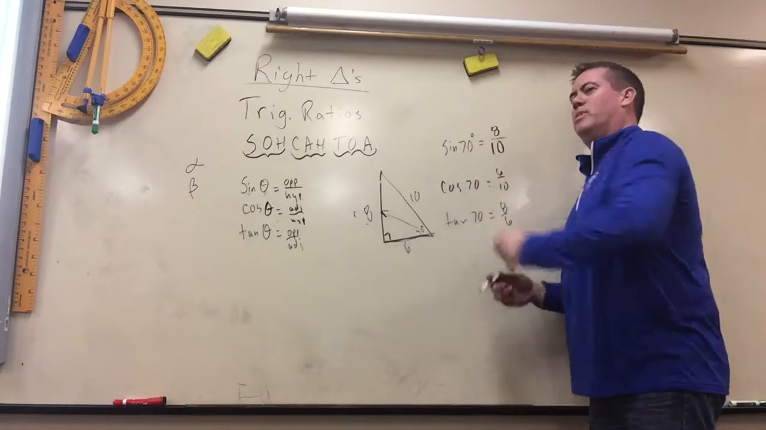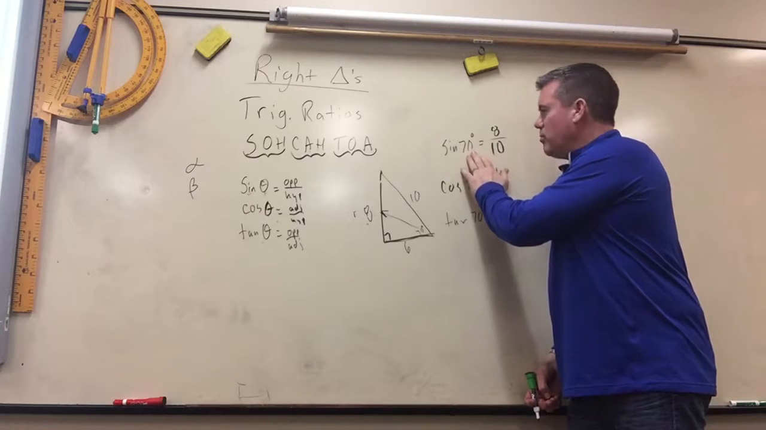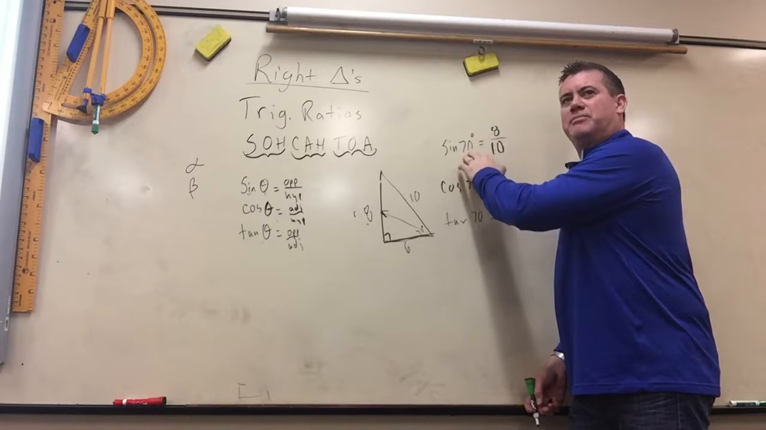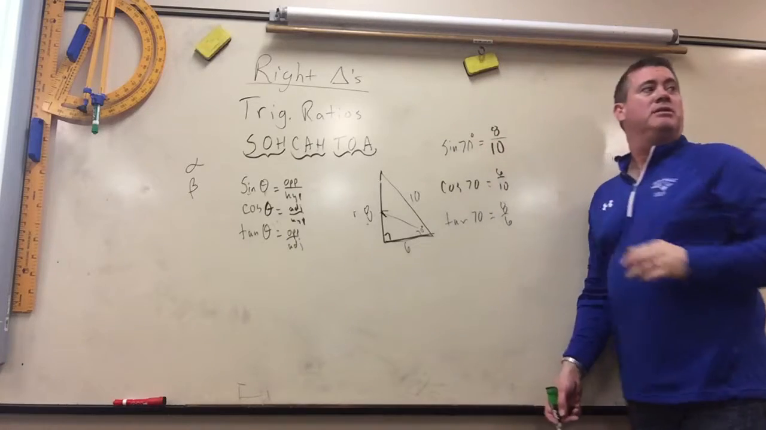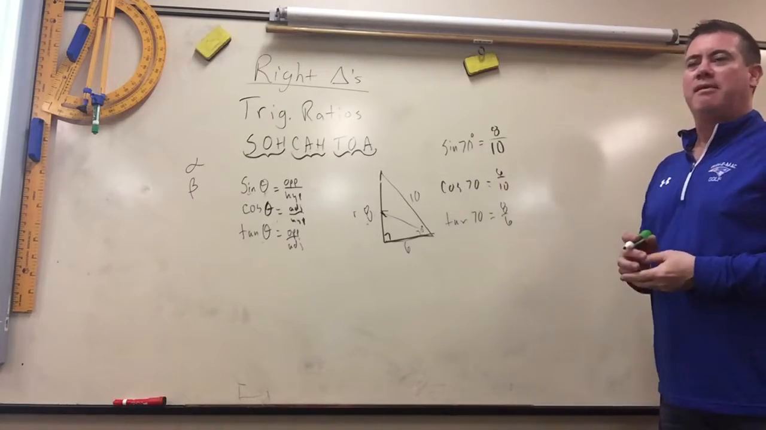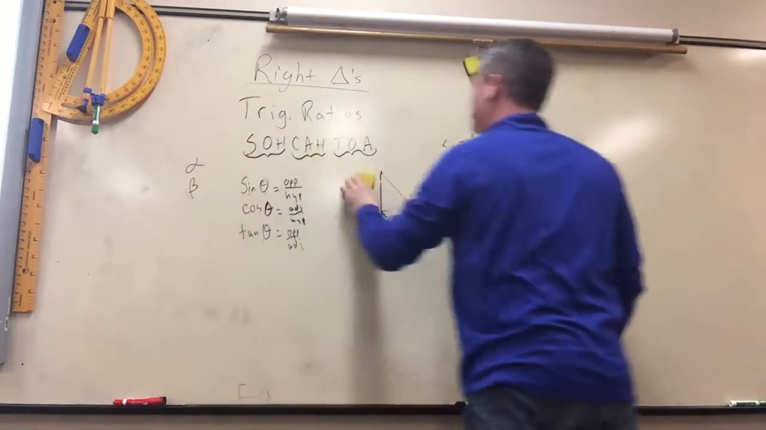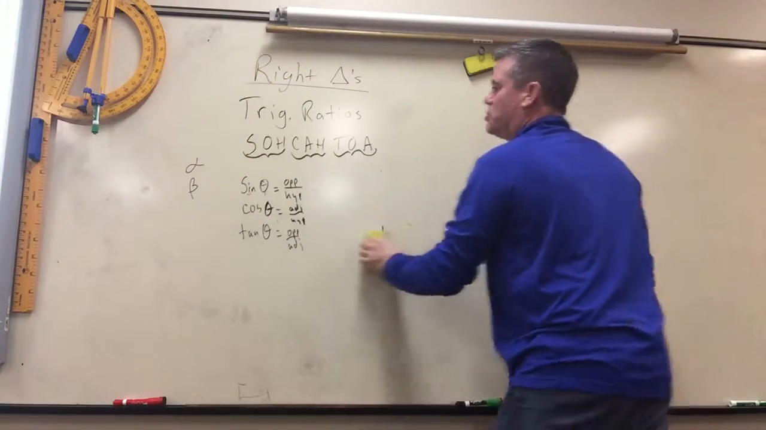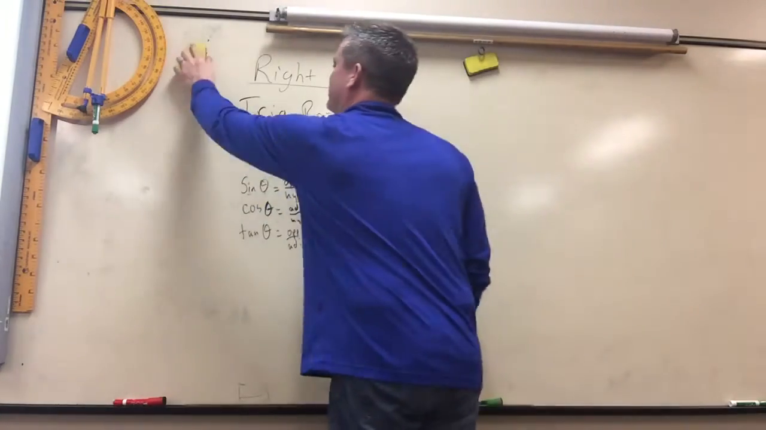Now, I just made this up. It's not exactly right. I think it's like 67 or something. So if we check this, it wouldn't be correct, but I'm just showing you how to write it. So, that is the trig ratios. SOHCAHTOA.